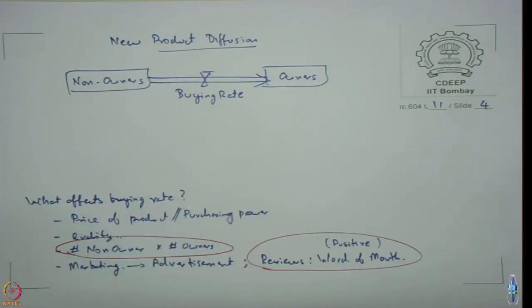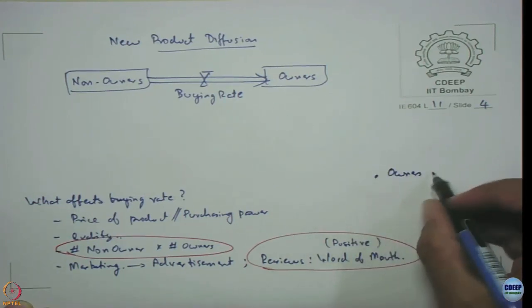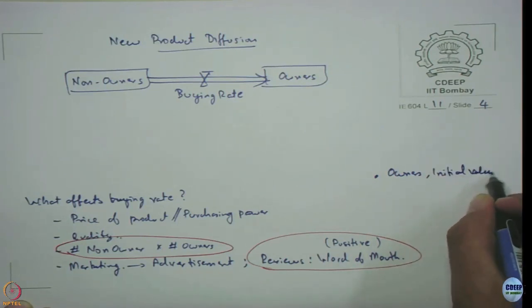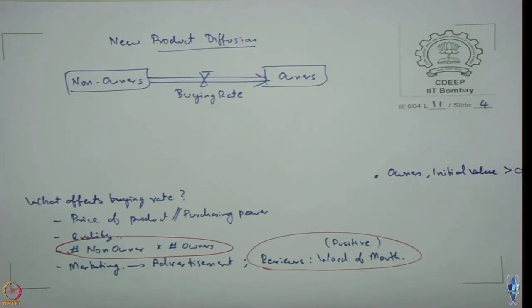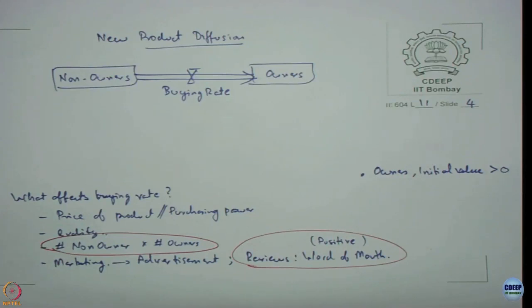So we will make an assumption that owners, whatever initial value, is strictly greater than 0, that means there is at least some owner, right, and only the people who own it can actually give a positive or some feedback on that. Until then, if nobody owns it, there is nobody to give a feedback because nobody knows that product even exists. So we will assume that there are some owners already available.